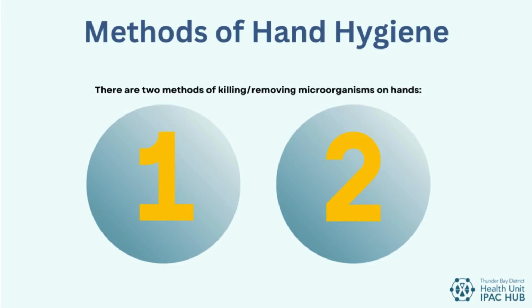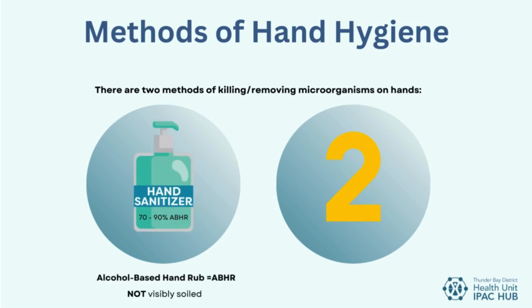Effective hand hygiene kills or removes transient bacteria on the skin and maintains good hand health. So, how do we achieve this? There are two methods of killing or removing microorganisms on the hands. The first is hand sanitizing with a 70 to 90% alcohol-based hand rub, also referred to as ABHR. This is the preferred method for cleaning hands when they are not visibly soiled.